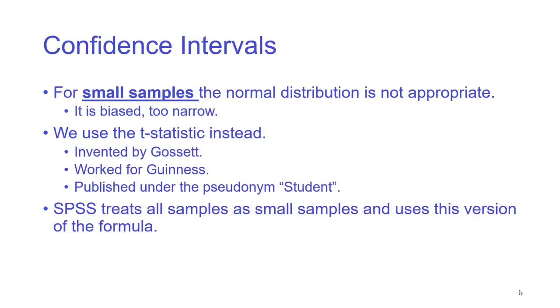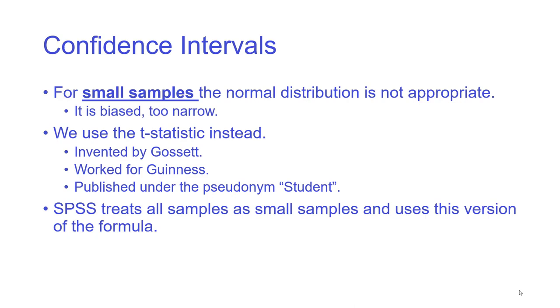Now, it's not drastically different to the way that you do it for large samples of data, but the first realization is that the normal distribution is not appropriate. It's too narrow and you need a wider, different shaped, well, it's the same shape, but different spread distribution. And so we use something called the t statistic instead, the t distribution.